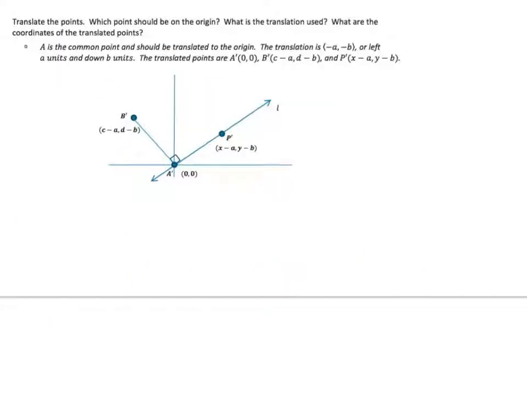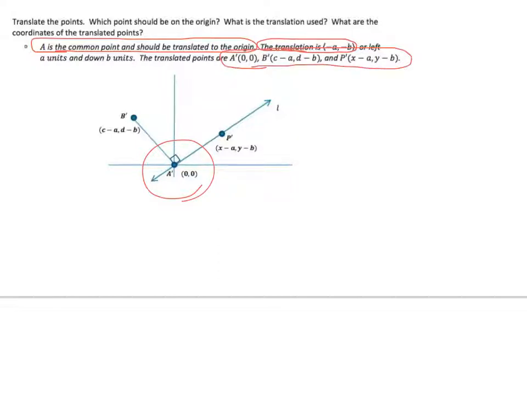Let's look at them. Translate the points. Check which points should be on the origin. Well, the right angle should be on the origin. What is the translation used? We did minus a and minus b. A is the common point, so that should be translated to the origin. The translation is minus a, minus b, to get point A at the origin. The translated points are given, which we did on the previous slide. This should not be new to you. Cool? Let's see what we're going to do with it.